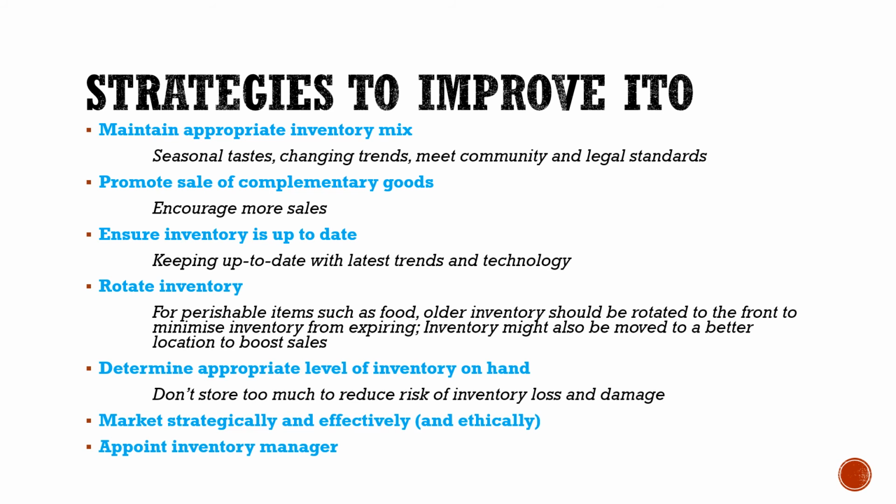Sometimes the businesses can also rotate the inventory. For perishable items such as food, the older inventory should be rotated to the front to minimize inventory from expiring. Also, the inventory might be moved to a better location to boost sales. The business should also ensure that it determines the appropriate level of inventory on hand so that it doesn't store too much, to reduce the risk of inventory loss and damage. The business could also market the inventory strategically, effectively and ethically. Lastly, the business can appoint an inventory manager to help with the management of inventory.